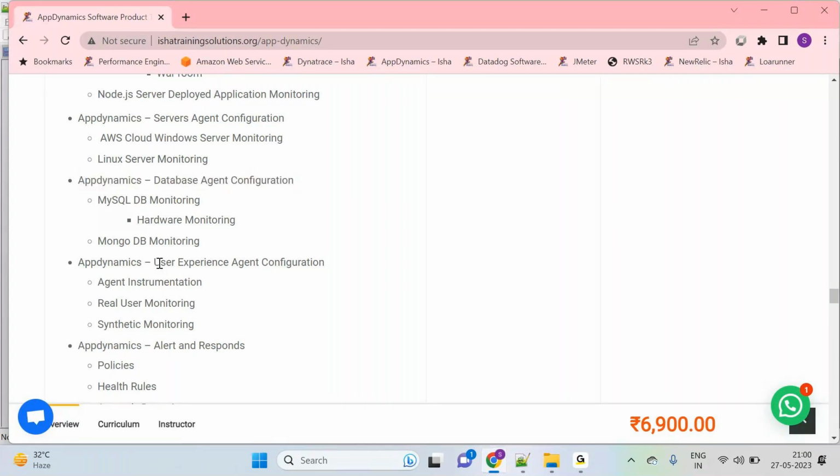And then finally, the user experience agent. That is very, very important, guys. Right now, I don't know how many performance testers are in this group. Any performance testers in this group? Yes. So how are you guys monitoring the browser data? Or else I'll put the question like this: are you guys monitoring the browser data?